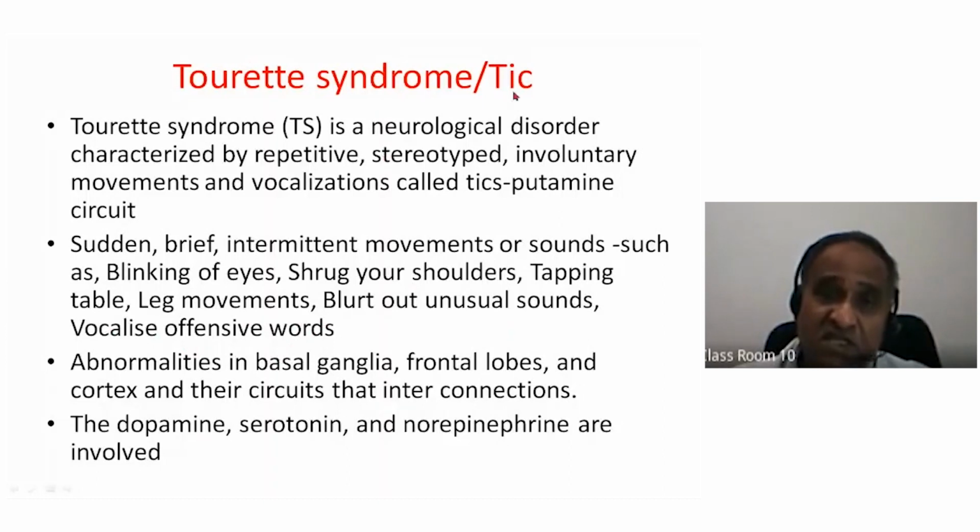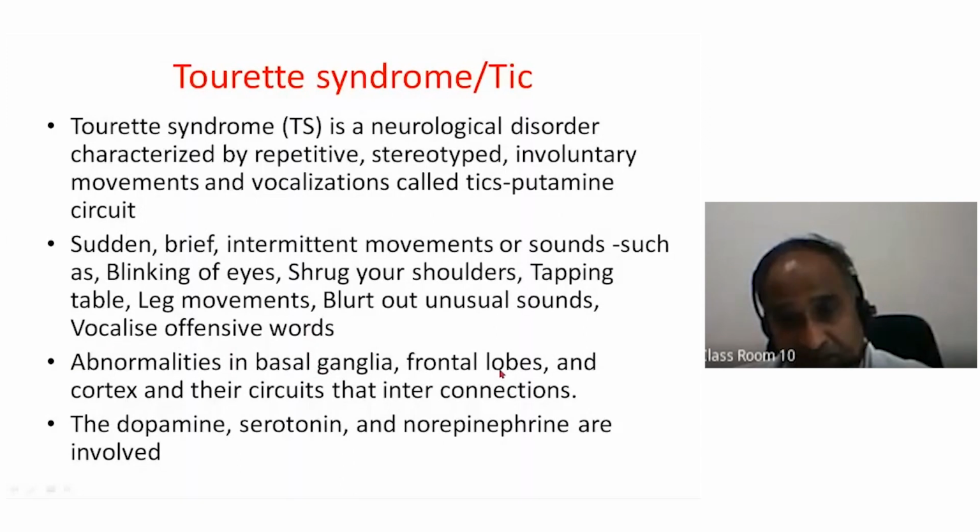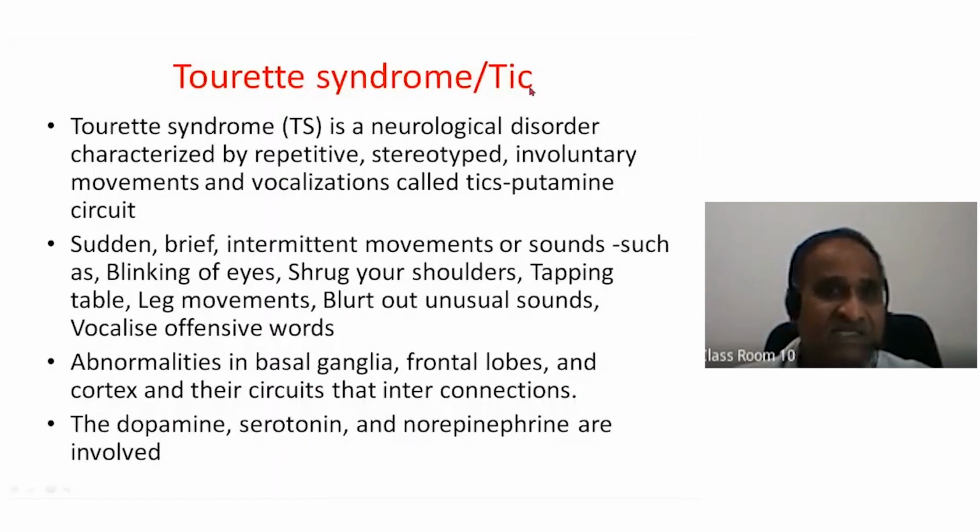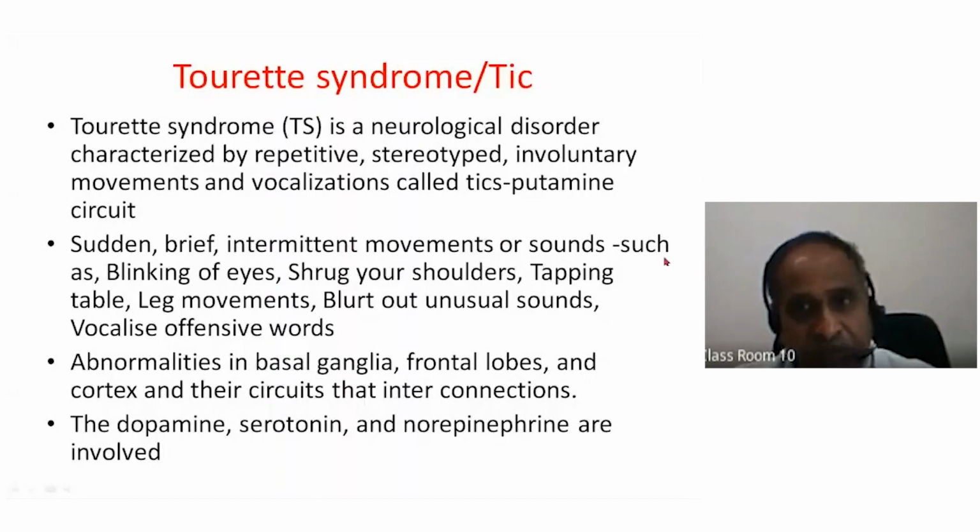So this is a trick. Some people are there used to give these offensive words. Abnormalities in the basal ganglia, the frontal lobes, that is the prefrontal cortex, and the other circuits in the interconnections. Dopamine, serotonin, and norepinephrine are involved in Tourette syndrome or tic. That is about Tourette syndrome, where putamen and some parts of the basal ganglia are involved.